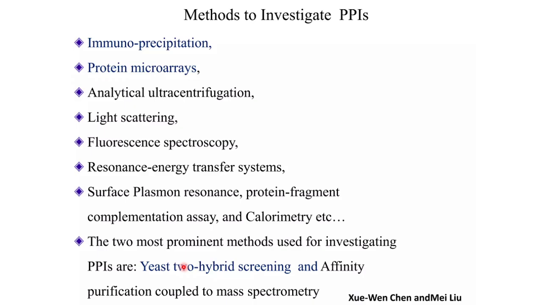So the methods to investigate protein-protein interactions are immunoprecipitation, then protein microarrays, analytical ultracentrifugation, fluorescence spectroscopy, light scattering, FRET, then SPR, protein fragment complementation assay, calorimetry, ITC. Two other prominent methods include affinity purification and yeast two-hybrid screening. So these are the different methods you can use to investigate protein-protein interactions.